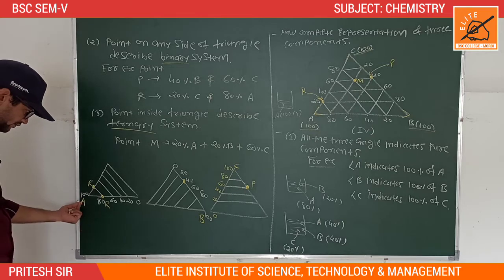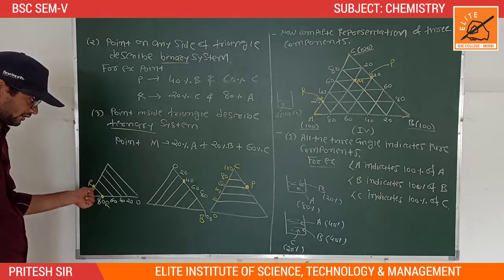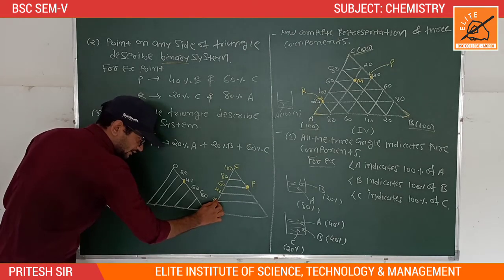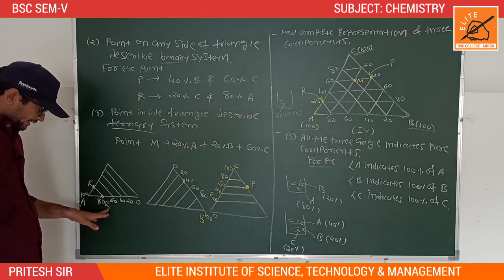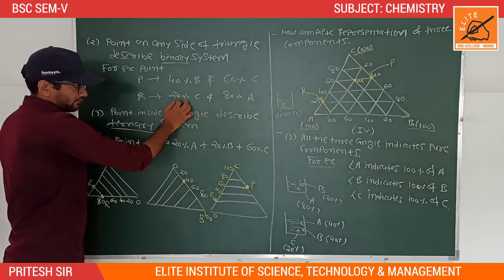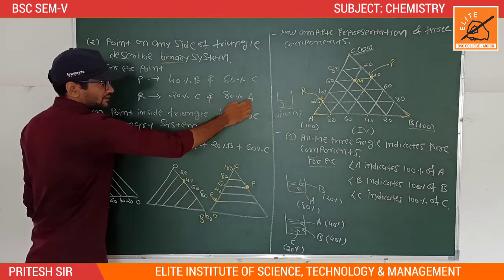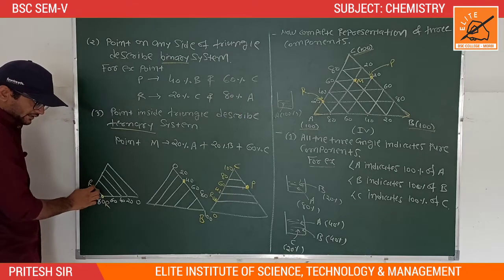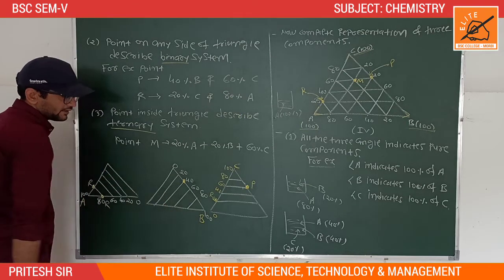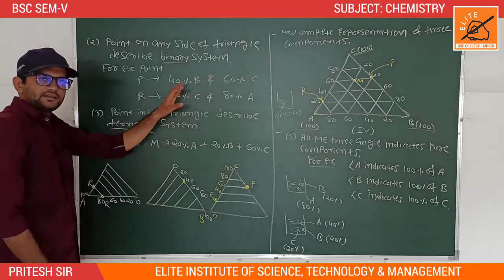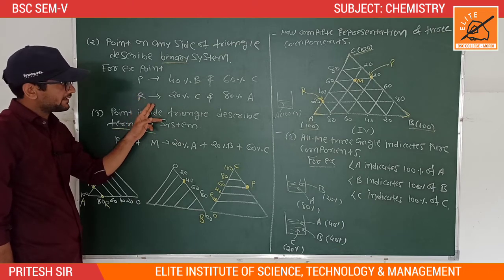So the composition of A is 80%, and the composition of C is 20%. This is also point R. Point R indicates the composition of C is 20% and the composition of A is 80%. Point R is not present on B. So a point on any side of the triangle describes a binary system. It means two different components are present.